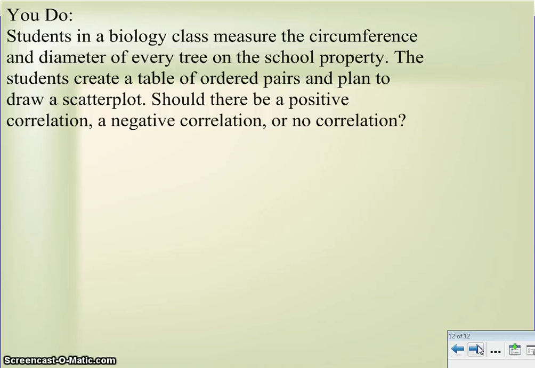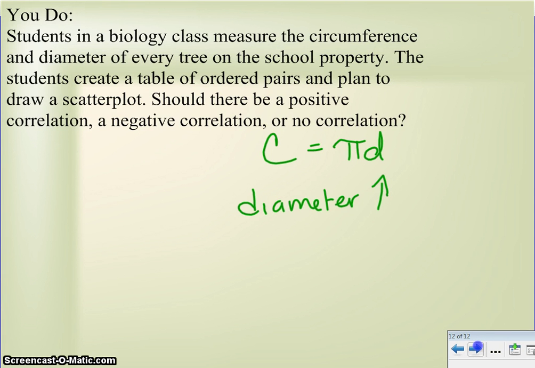Well, the first thing we have to see is the circumference of a circle is actually directly related to the diameter because the formula is the circumference equals pi times the diameter. So as the diameter increases, the circumference is also going to increase because it's part of the formula. And therefore also the smaller the diameter, the smaller the circumference.